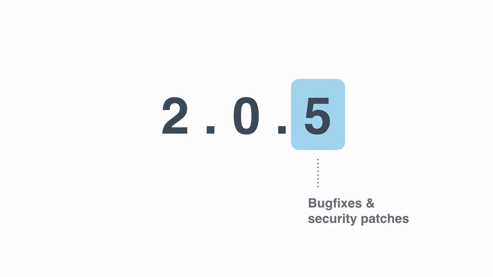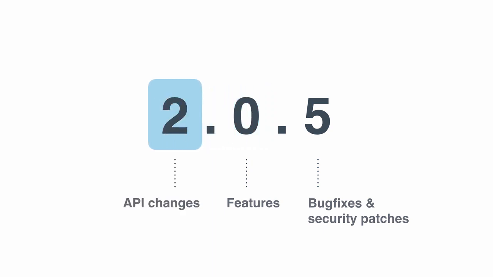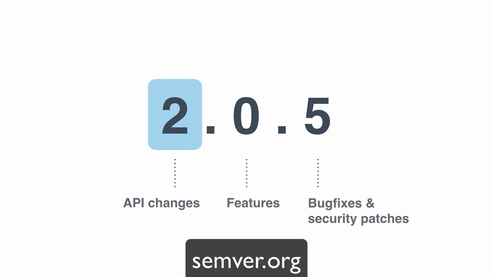Release names are broken up into 3 parts, separated by dots. When the number all the way on the right changes, that means the changes include only bug fixes or security patches. They're very, very minor. When the number in the middle changes, it means that new features have been added in that release. When the number all the way on the left changes, that means there are API changes and backward compatibility is not guaranteed. So you can learn more about semantic versioning at semver.org.